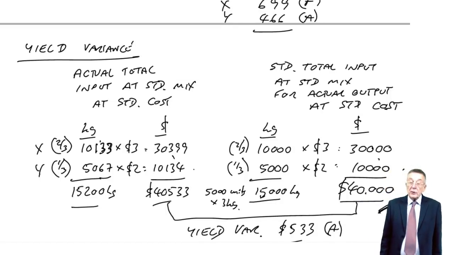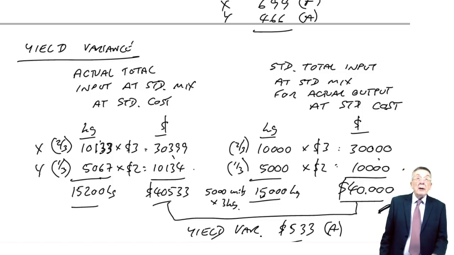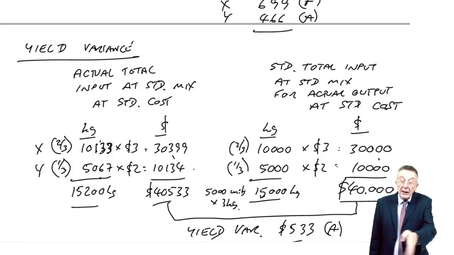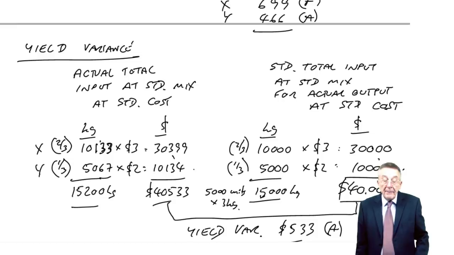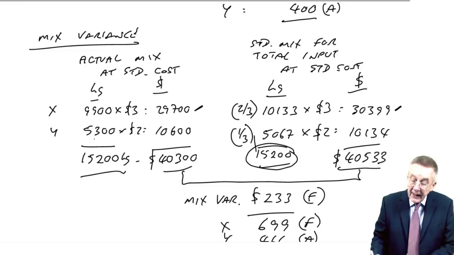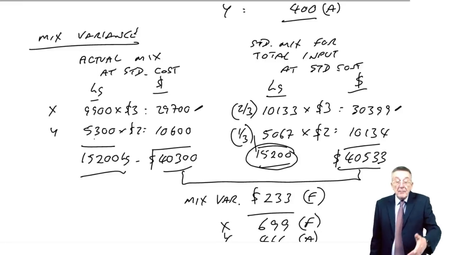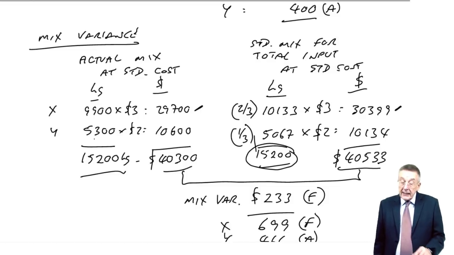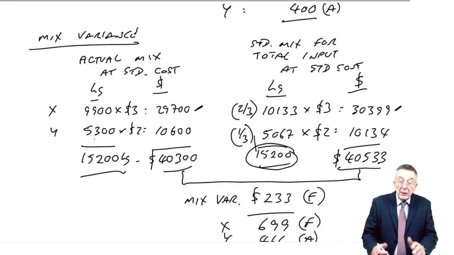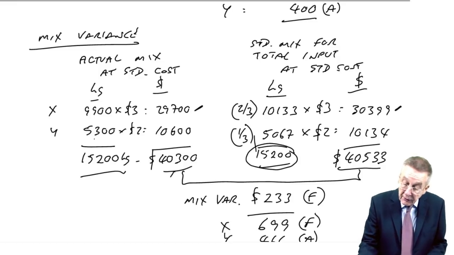If everything went perfectly, we'd have spent 40,000. Why didn't we spend 40? First thing that went wrong, we ended up wasting some material. We used more material than we should have done for some reason. That cost us 533. So why didn't we spend 4,533? What else went wrong? It should have been 4,533 at the correct mix. We mixed it differently, but by mixing it differently, we managed to save a bit of money, 233. So we should have spent 4,300. Why didn't we spend 4,300?